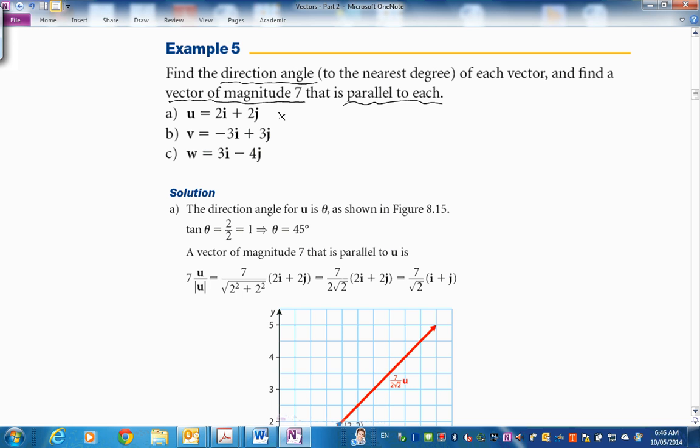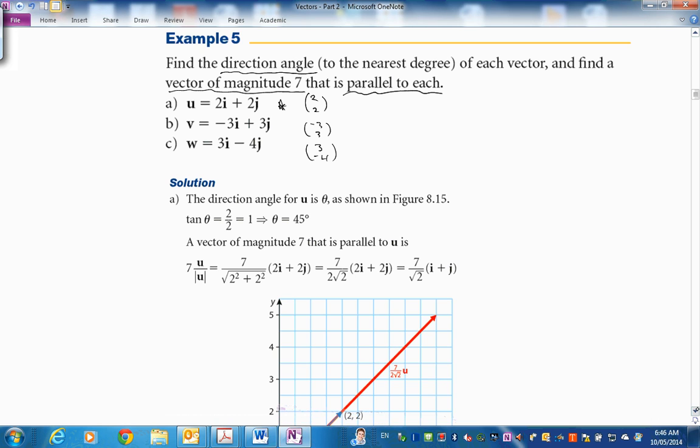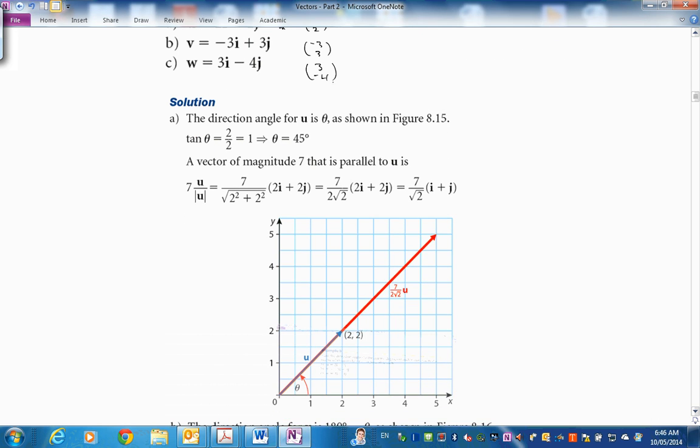Notice I've gone to the basic vector form, as it's mentioned in the syllabus, the IJ form. You might like to change that to 2, 2 and neg 3, 3. Please yourself. This column vector approach is mentioned explicitly in the syllabus, and so is the IJ format. Okay, let's have a look at this first one and then do the others. Direction angle for u is theta, as shown in figure 8.15 down here. So that's the same for u.